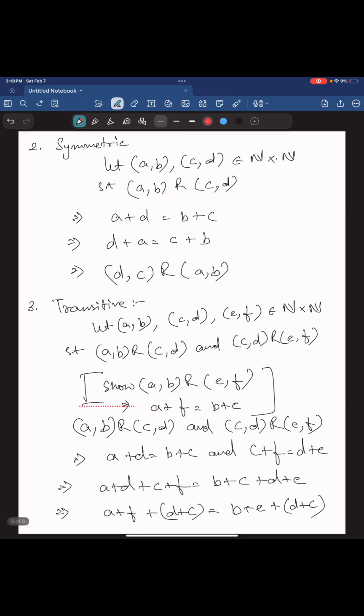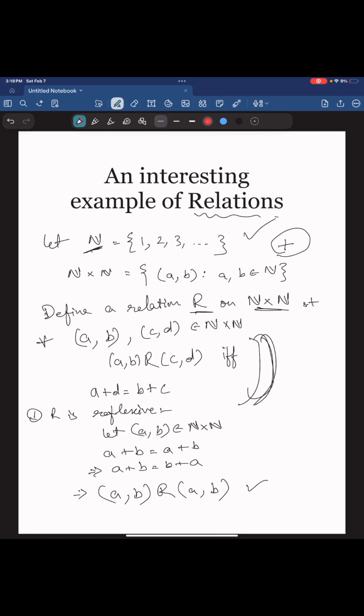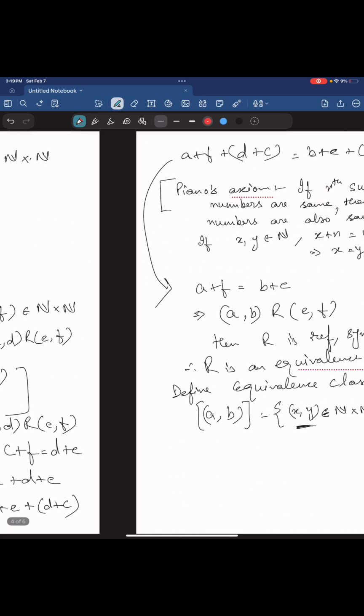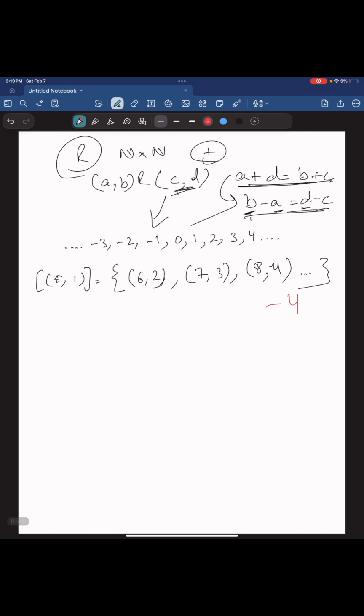So this is called the construction of integers from natural numbers. So we just constructed the integers from natural numbers using relations.